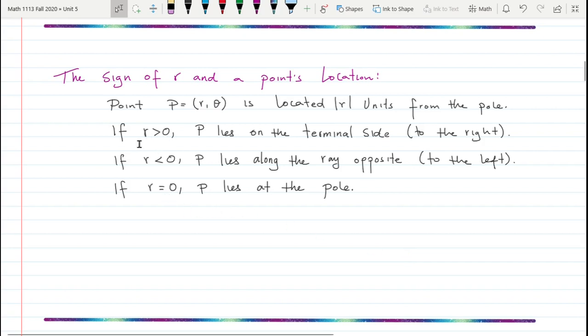If the radius is greater than 0, meaning it's positive, then the point is going to be on the terminal side, to the right side. If you remember the unit circle, we had something like this, right? We started with x comma y, and then we said this is a circle.